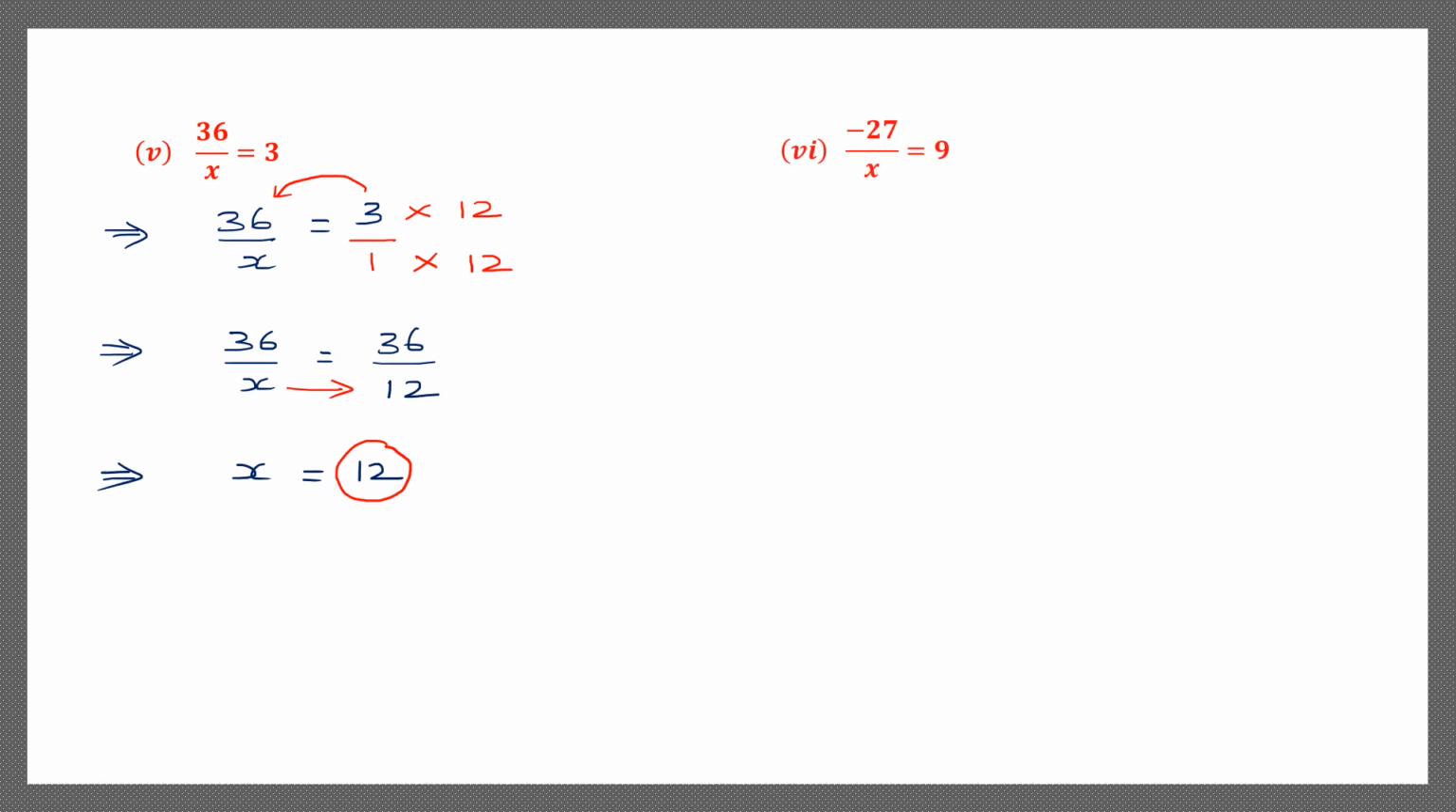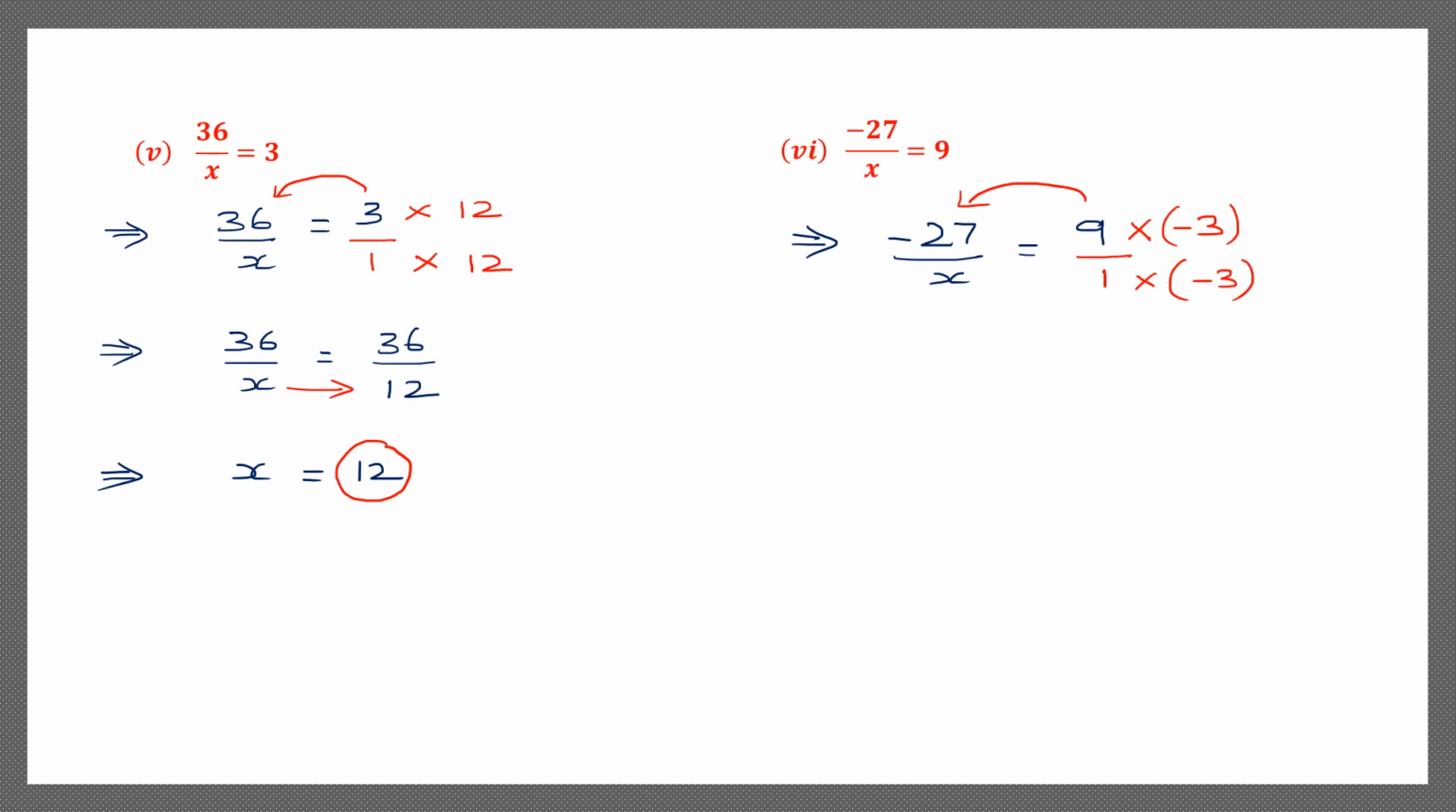Question 6. Minus 27 by x equals 9. So writing down the first fraction, we write minus 27 by x is equal to 9. You're not going to change the value of 9, but we're going to make it a fraction. So the denominator is 1. Now 9 must become minus 27, and that can happen only if I multiply 9 by 3. 9 threes are 27. To get minus 27, I must multiply by minus 3. So 9 into minus 3 is minus 27. Multiply the denominator also by minus 3.